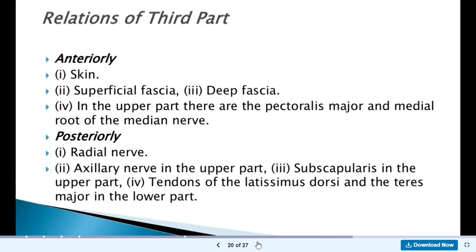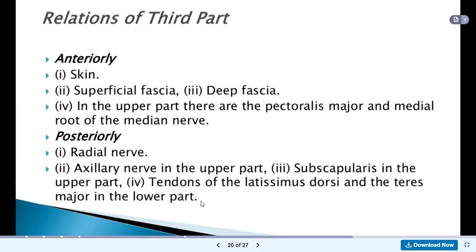So relations of the third part. Now, the third part of the axillary artery, we said, is from the lower border of the pectoralis minor down to the lower border of the teres major muscle. So what are the anterior relations? Again, skin, superficial fascia, deep fascia. And then in the upper part, there are the pectoralis major and medial roots of the median nerve. And then posteriorly, we'll have the radial nerve. We'll have the axillary nerve in the upper part. We'll have the subscapularis in the upper part, and then the tendons of the latissimus dorsi and teres major in the lower part.